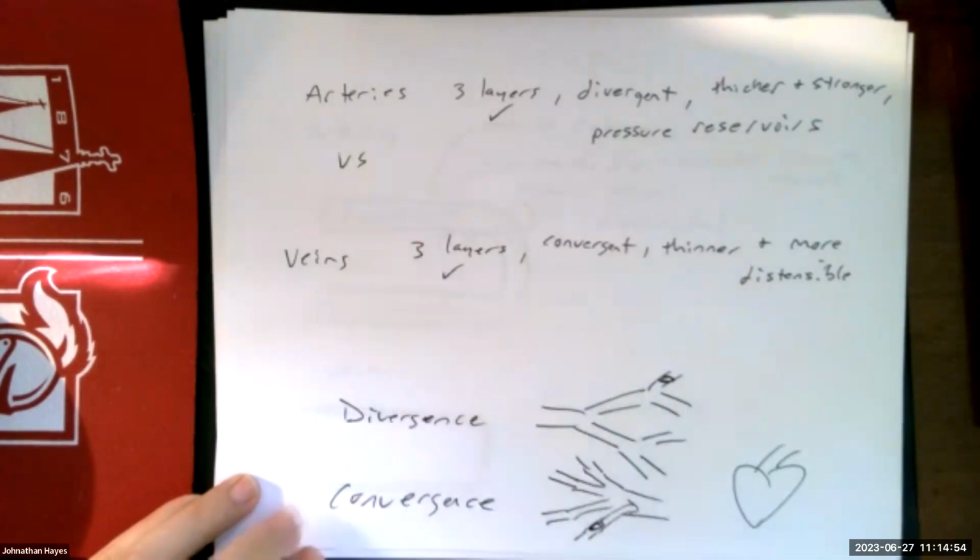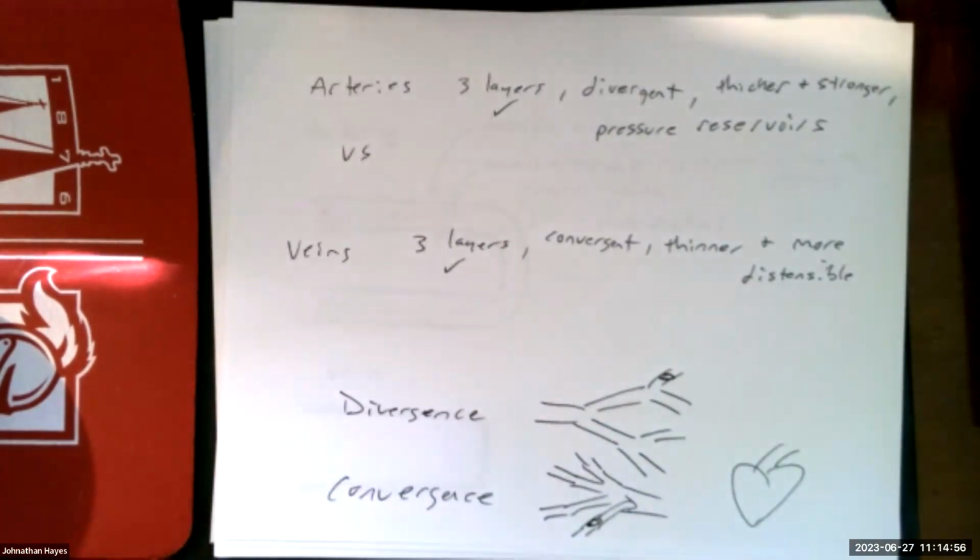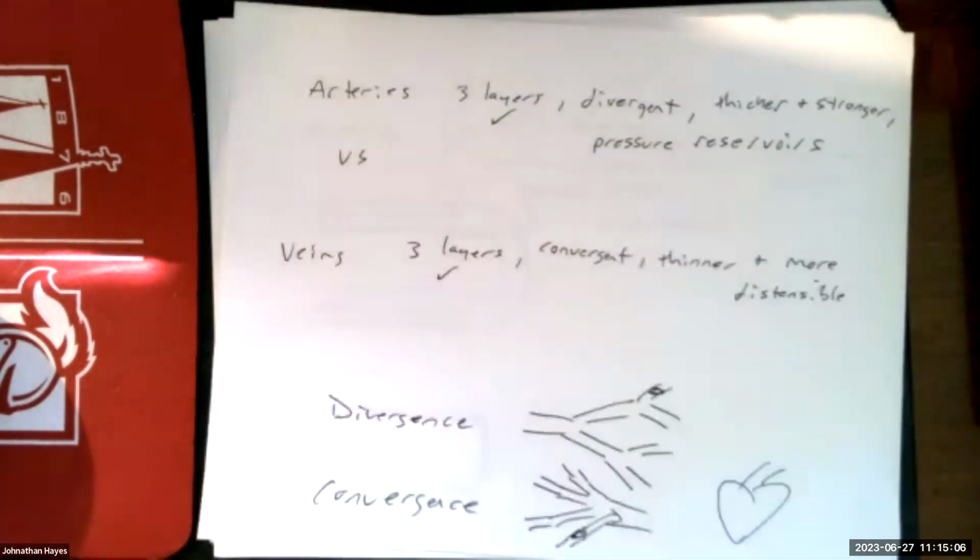So that's kind of a good thing to understand about divergence versus convergence. But at the same time, as you're diverging out and becoming smaller, that's also helping to maintain pressure. Okay?